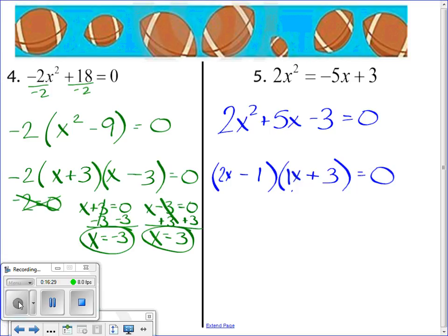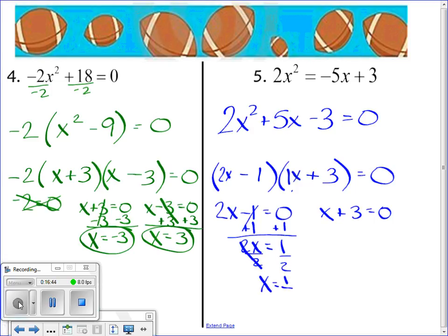All right, from there we set each one equal to 0. So 2x minus 1 equals 0. X plus 3 equals 0. So we'll add 1. Divide by 2. So x equals half. And over here we just have to subtract 3.